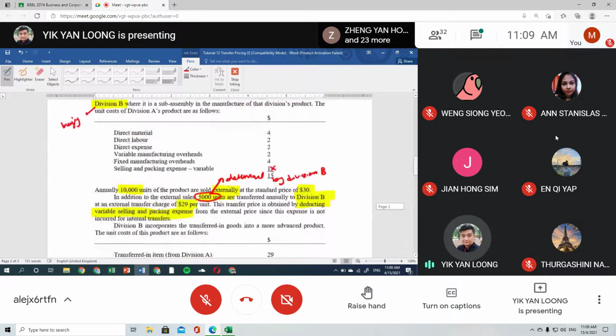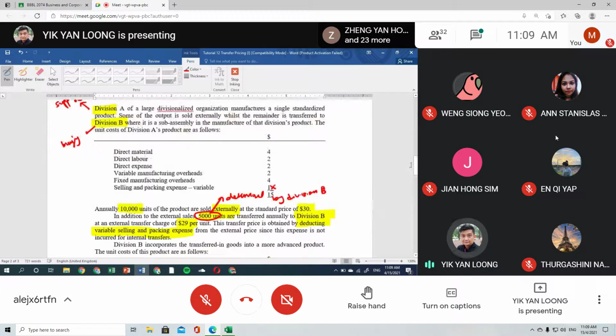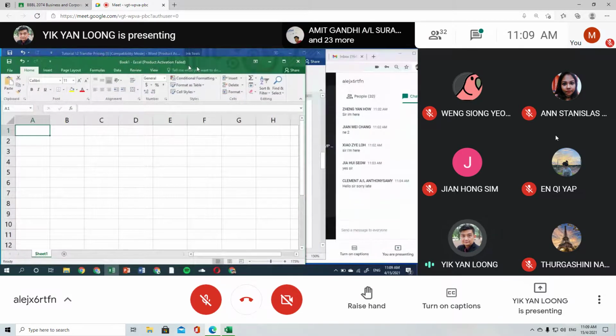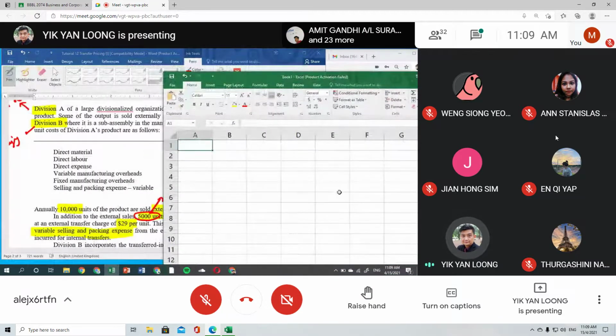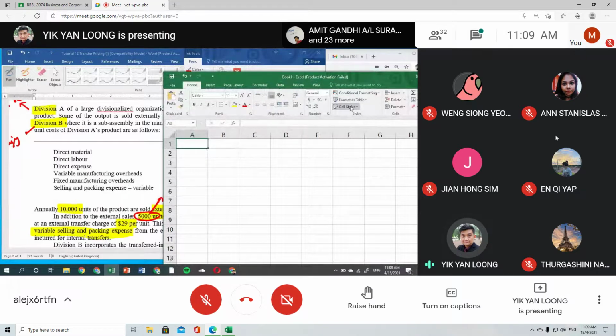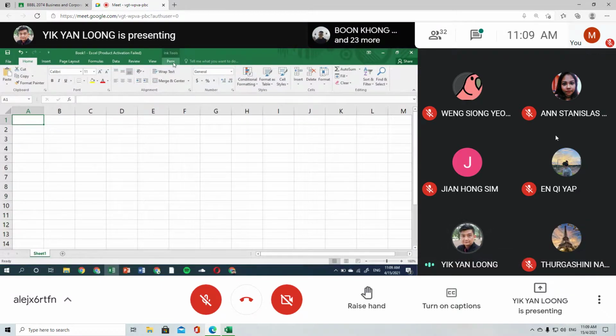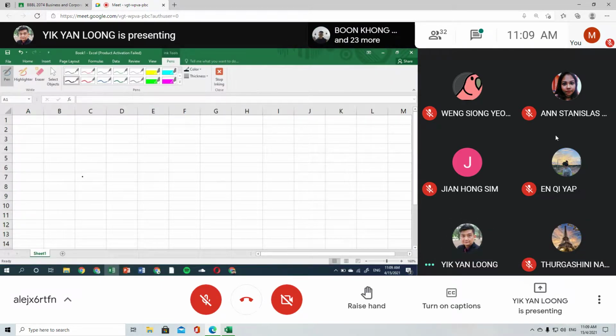Now, as mentioned to you before, in order for you to do these questions on transfer pricing, you will start with establishing the transfer price, I mean the relationship. Okay, Clement, later I'll take down your answers. So you start with establishing what we call the relationship between division A and division B. So let's draw the diagram.